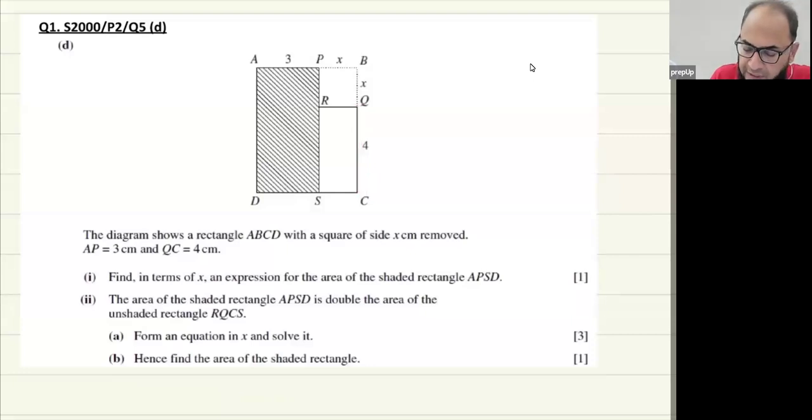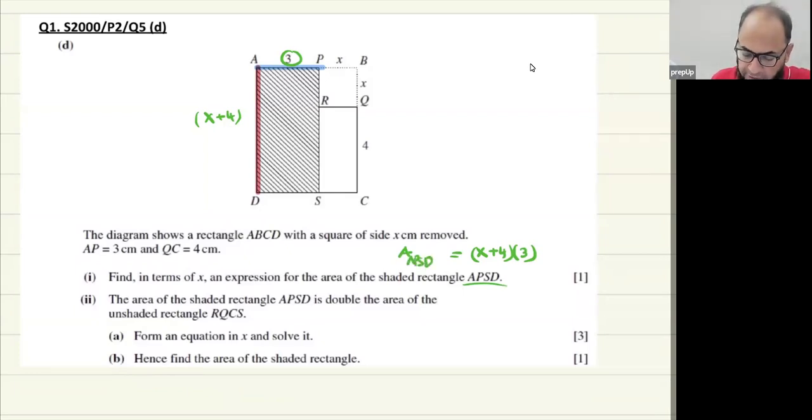So now this thing and this thing. Over here, this side is 3, and over here this side is x plus 4. Therefore the area of the rectangle is x plus 4 multiplied by 3. This is the area of this rectangle APSD. I think that's all about it.